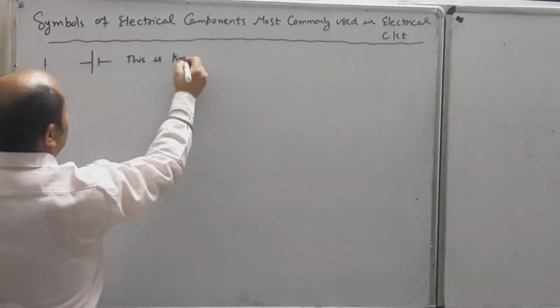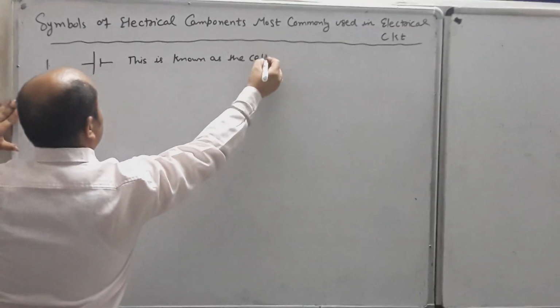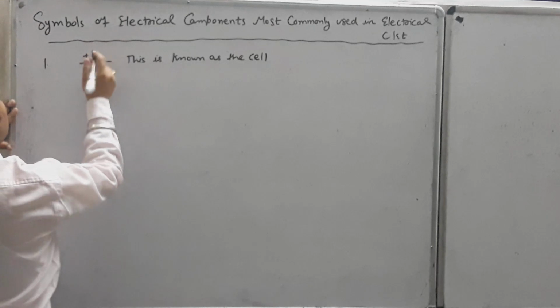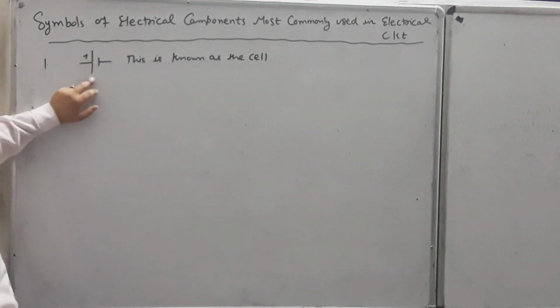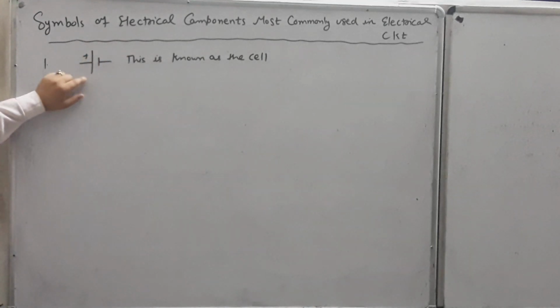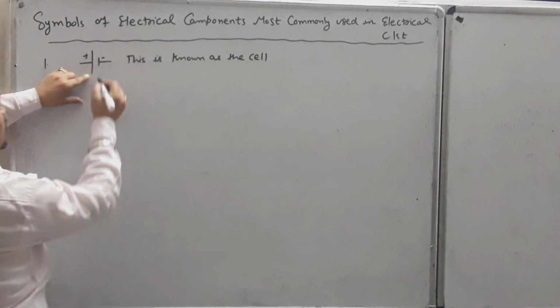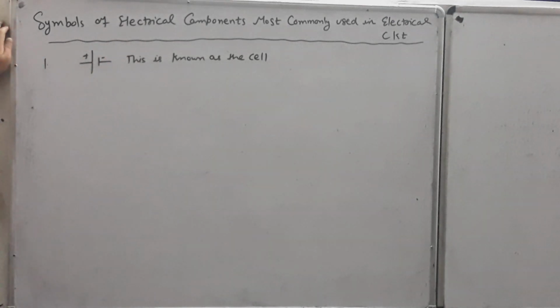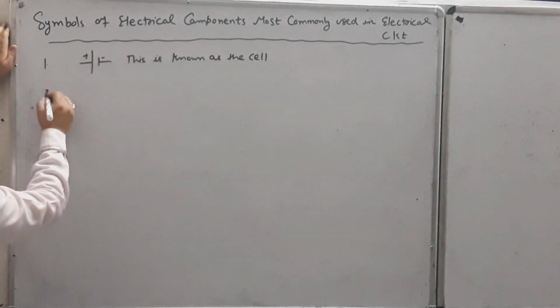So first is, what is this? This is known as the cell. It is the positive cell. It consists of two electrodes. The longer electrode is represented by the positive sign, positive potential, and the shorter electrode is represented by the negative.